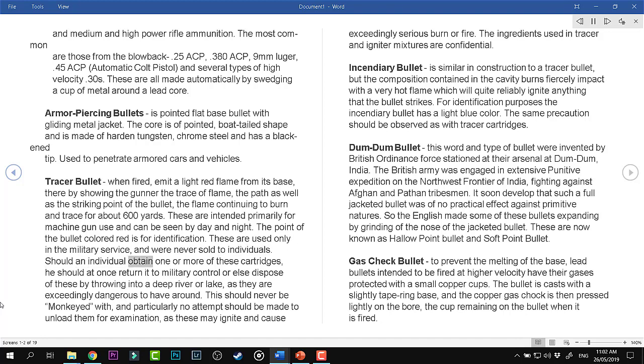Should an individual obtain one or more of these cartridges, he should at once return it to military control or else dispose of it by throwing it into a deep river or lake, as they are exceedingly dangerous to have around.